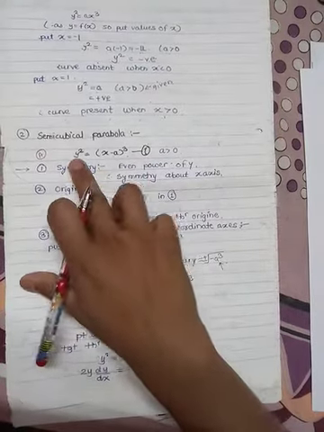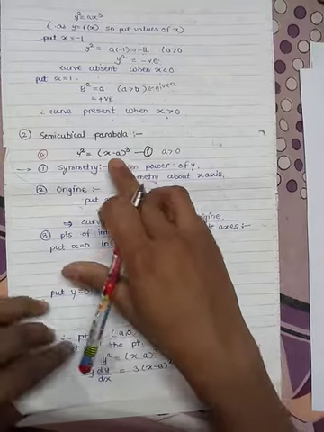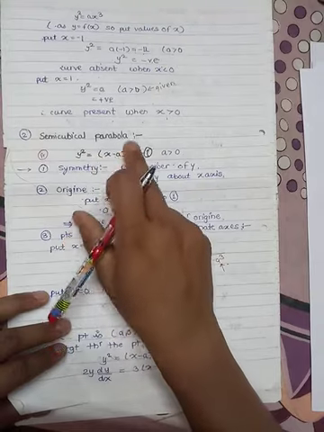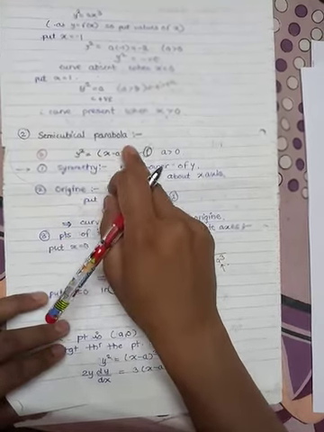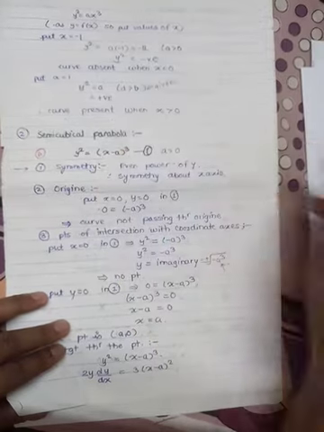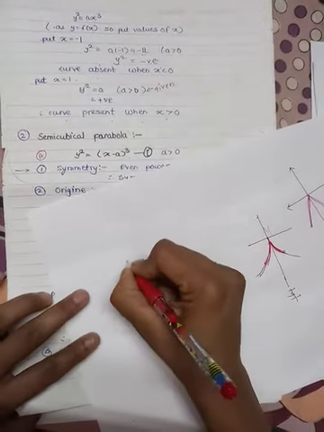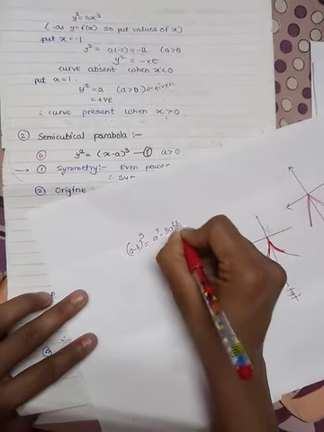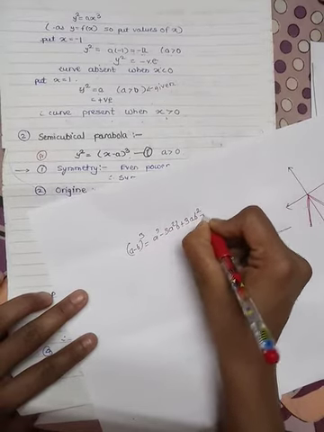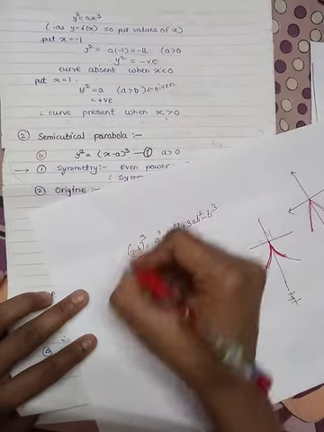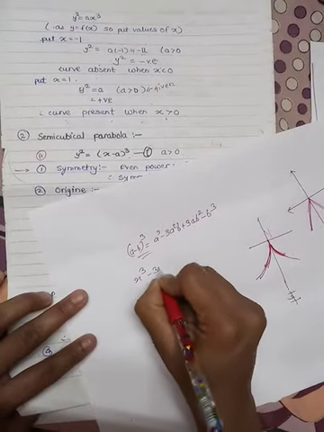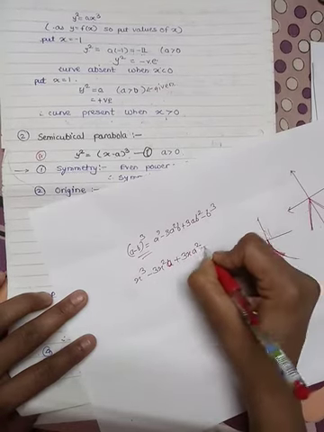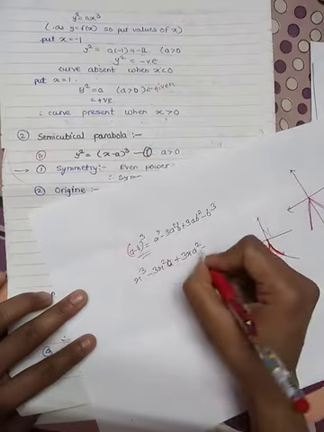Symmetry: this example should contain even power of x, so for that we have to expand x minus a bracket cube. The a minus b bracket cube formula we have to apply: a cube minus 3a square b plus 3ab square minus b cube. This is the formula. So x minus a cube is x cube minus 3x square a plus 3x a square minus a cube.